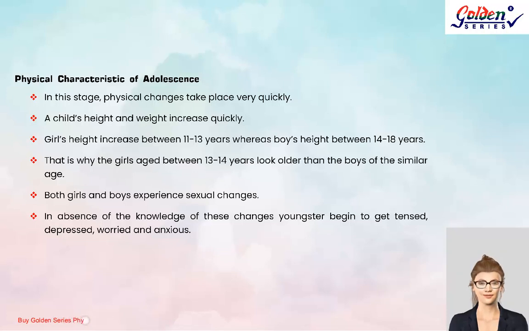Physical characteristics of adolescence. In this stage, physical changes take place very quickly. A child's height and weight increase quickly. Girls' height increases between 11 to 13 years, whereas boys' height increases between 14 to 18 years. That is why girls aged between 13 to 14 years look older than boys of similar age. Both girls and boys experience sexual changes. In the absence of knowledge of these changes, youngsters begin to get tense, depressed, worried, and anxious.